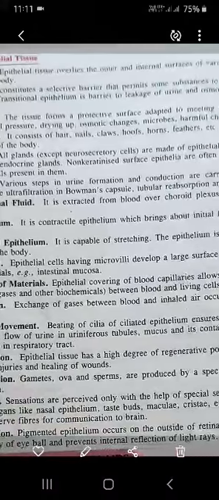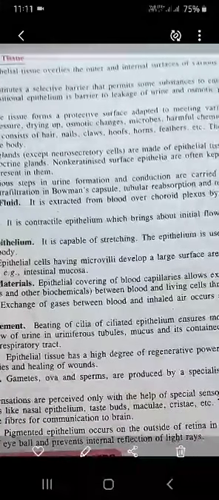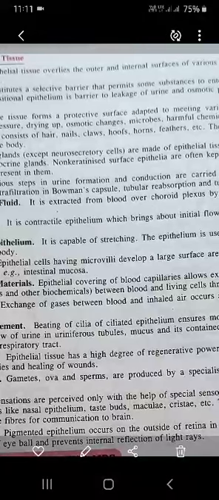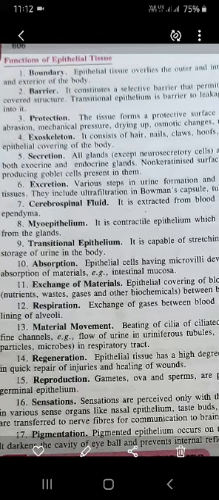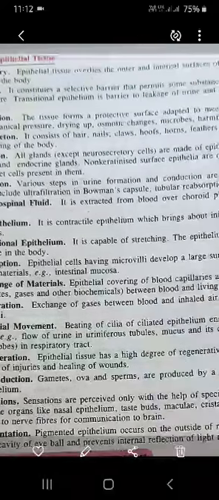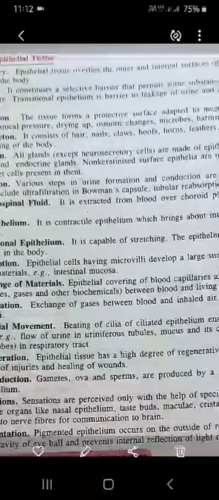It constitutes the selective barrier that permits some substances to enter and leaves the covered structure. Transitional epithelium is a barrier to leakage of urine and osmotic passage of water into it. यानी जो epithelial tissue वो कुछ substance को allow करता है which are useful, which are meaningful to the body, which are not harmful to the body, and leaves the covered structure.